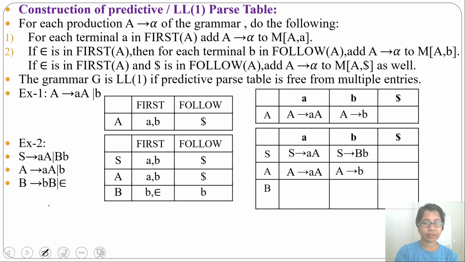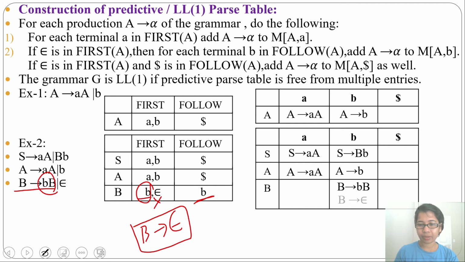So what is first of B? First of B is b and epsilon. Epsilon is not part of the parsing table, so we'll just check for b. Now we got first as b due to this production, B derives bB. Just keep B derives bB in the b column. Then where will we keep B derives epsilon? That production will be kept in follow of B. What is follow of B? Follow of B is b. So we'll keep B derives epsilon in the b column.